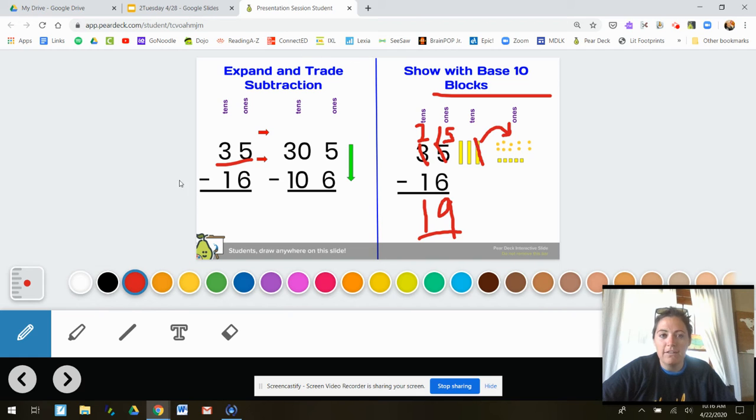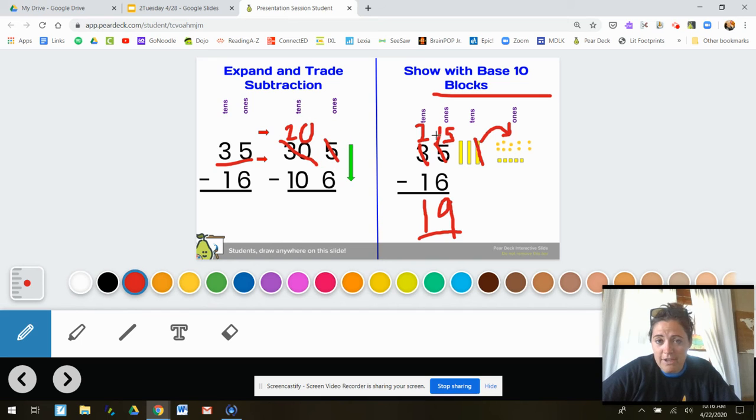Okay, so now let's show it over here with this expand and trade. This might help you too. Okay, we're showing it both ways just because some things might make sense to certain kids. Okay, so 30 minus 10, 5 minus 6. Can't do 5 minus 6. So again, I'm going to trade one of these 10s. Okay, so now I'm going to just have 20 left.